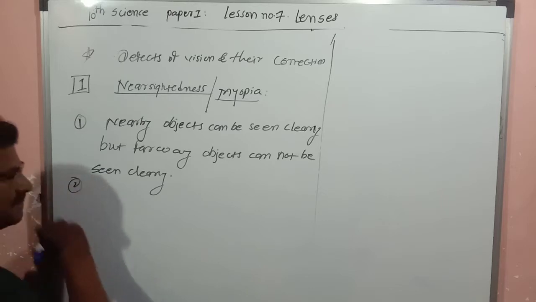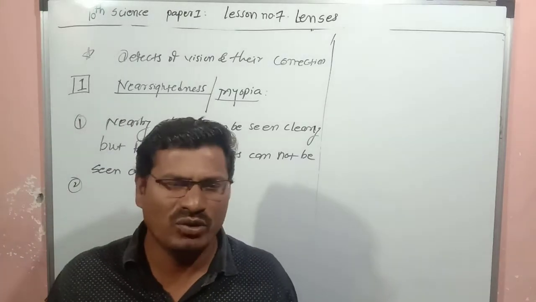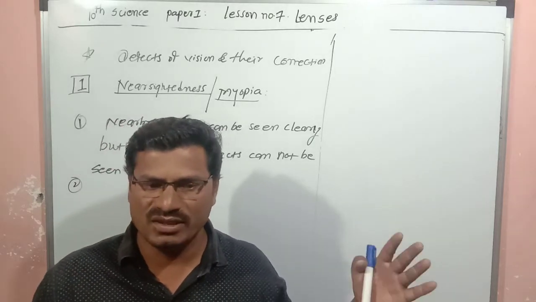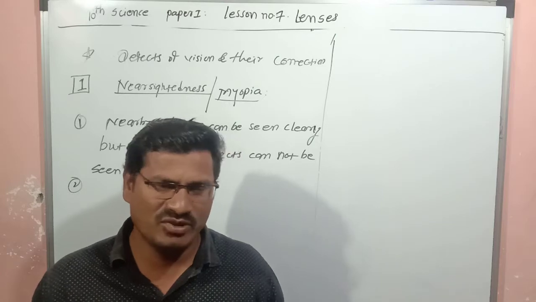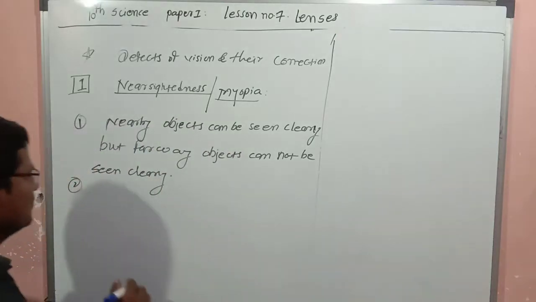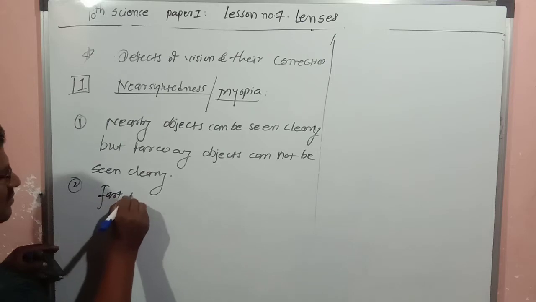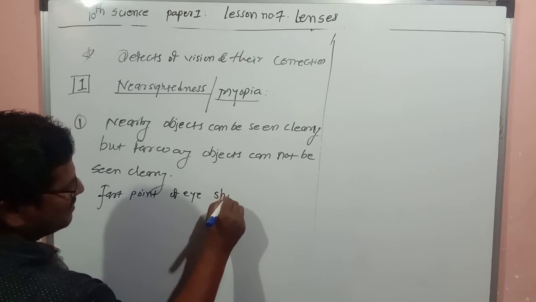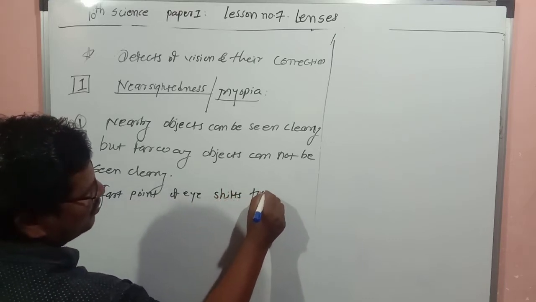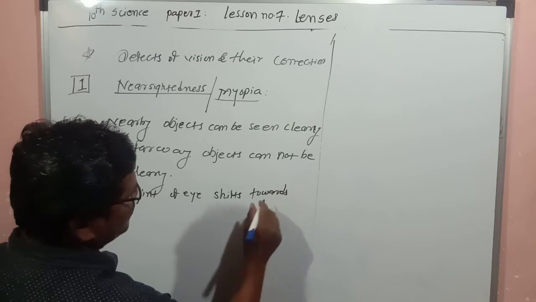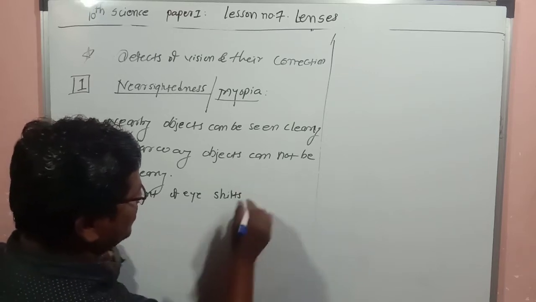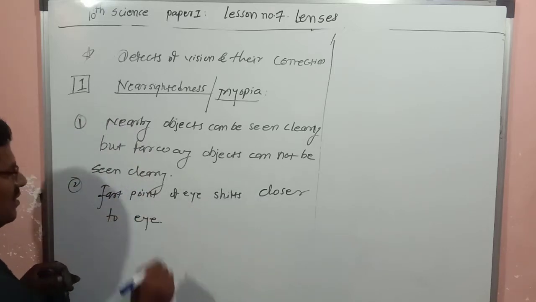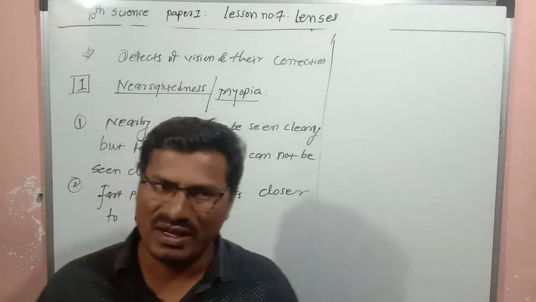Second thing is, the far point of the eye, which is normally at infinity, is not at infinity; it shifts towards the eye. Far point of the eye shifts closer to the eye.